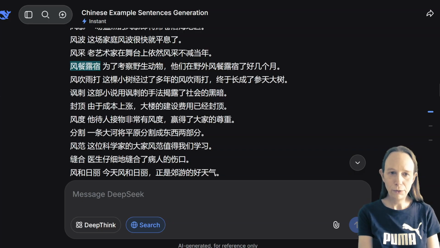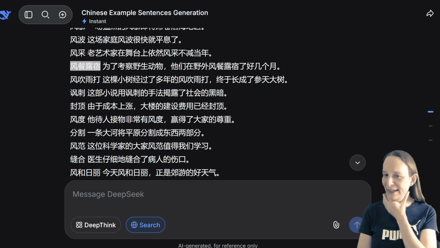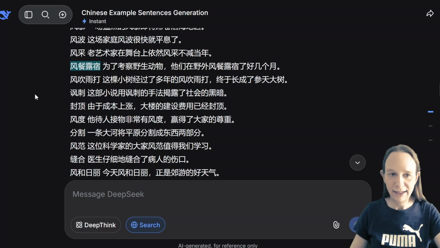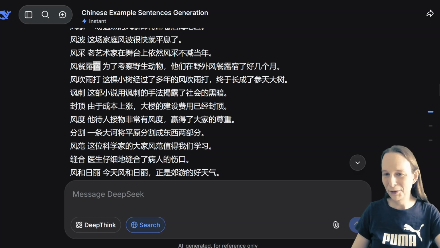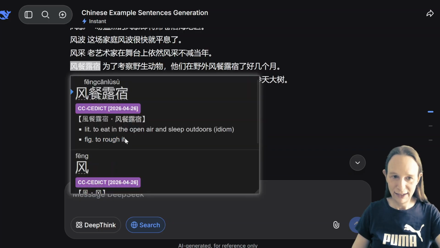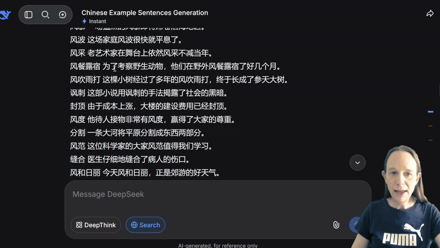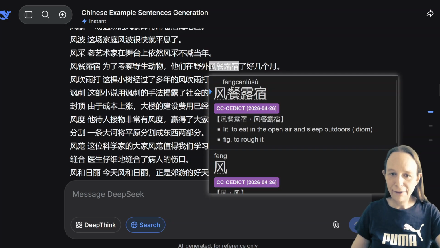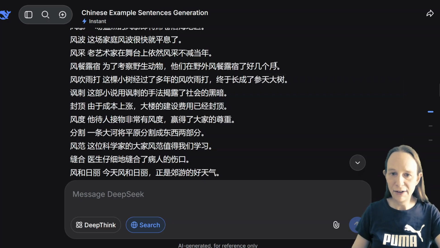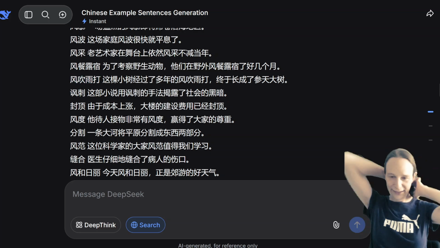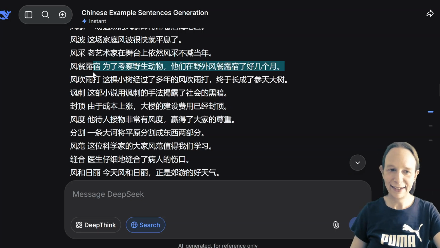风餐露宿. Yeah, so this is something like roughing it, if I remember correctly. 风, so in the wind, you're having your meals, and in the open, you're sleeping. Yeah, so you're roughing it. Maybe you're like a soldier or something and need to do this. You rough it. Yeah, 风餐露宿. 为了考察野生动物. Okay, we're observing wild animals. 他们在野外风餐露宿了好几个月. Yeah, I think that's fine. It's pretty obvious from the characters, isn't it?